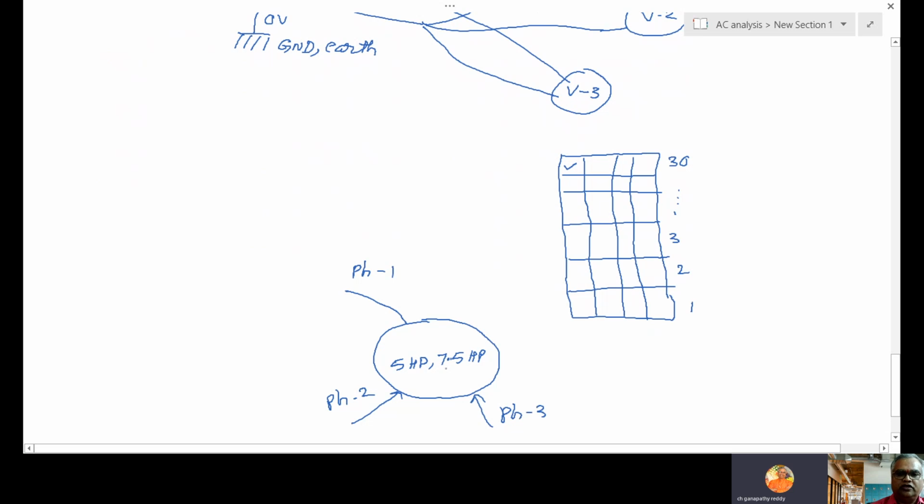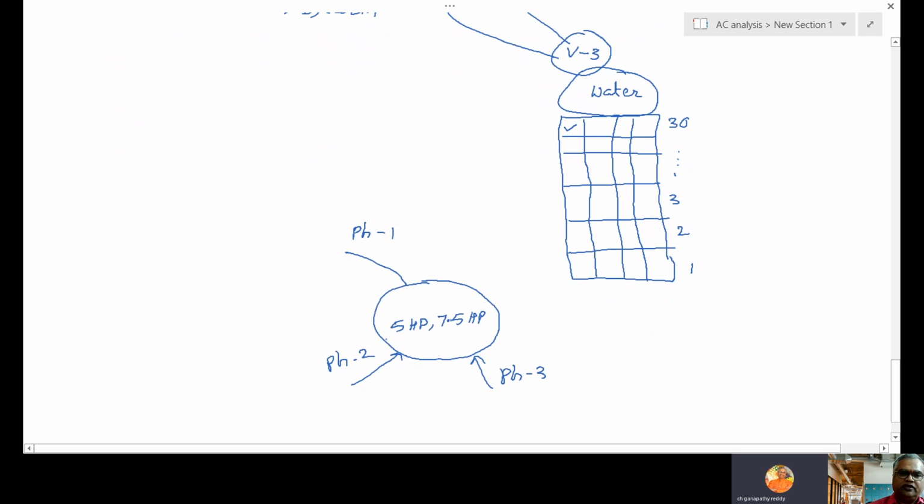For the motor, neutral is not necessary, only phase 1, phase 2, phase 3. So this motor will run and lift the water. They construct an overhead tank here and the water will be filled here. If you release the taps, everyone will get water. To run this motor, we compulsorily need a 3 phase power supply.